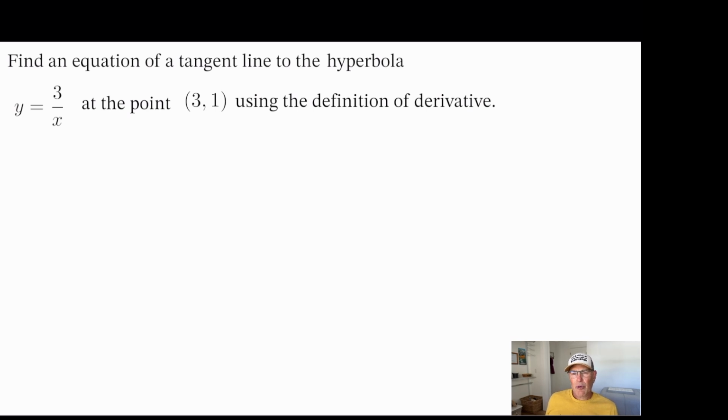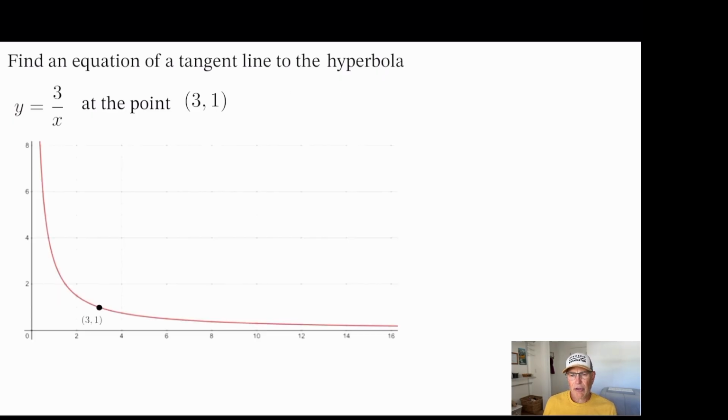In this example, we want to find the equation of a tangent line to the hyperbola y equals 3 over x at the point (3, 1), and to do this, we want to use the definition of derivative. Before I get started, I'd like to give you a visual of what we're doing. Here's a portion of the graph y equals 3 over x that contains the point (3, 1).